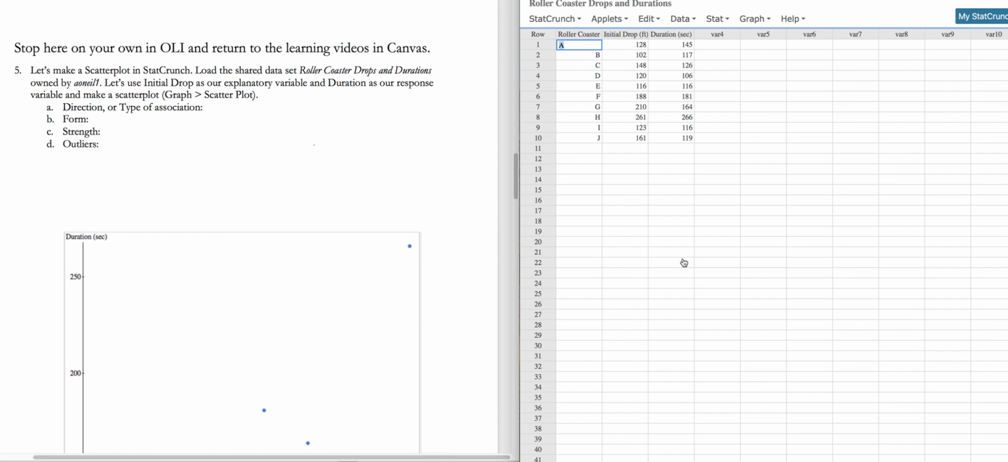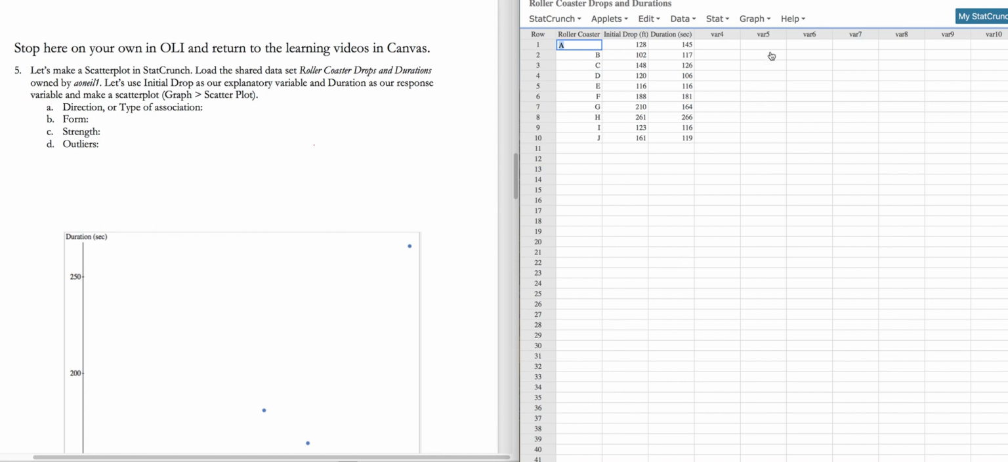So somebody took a sample of 10 roller coasters here. They're just identified as A through J. And then we've got the height of the initial drop in feet and the duration of that ride in seconds. And we're going to look for this scatter plot to explore that relationship with the initial drop as our explanatory variable and the duration as our response variable.